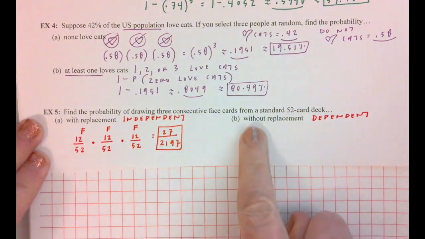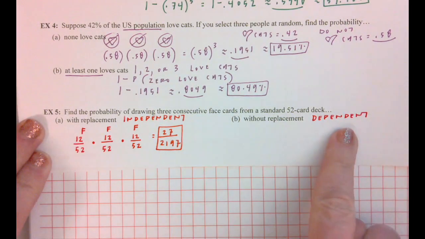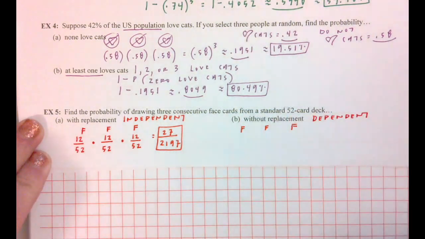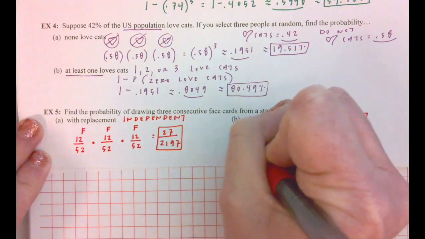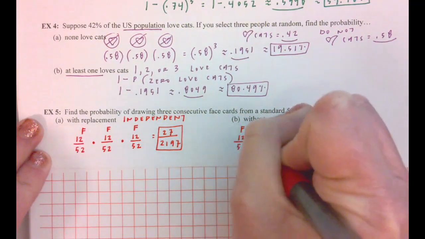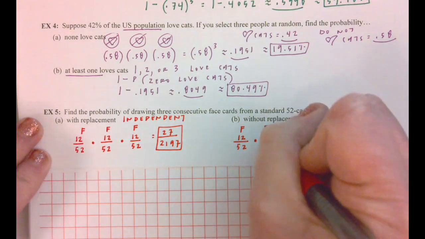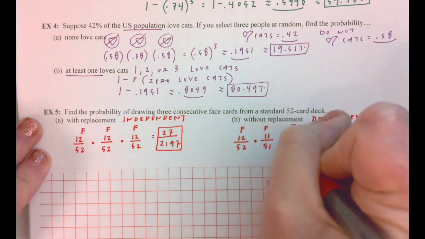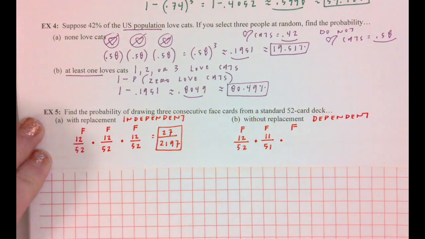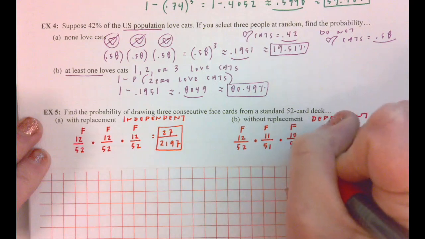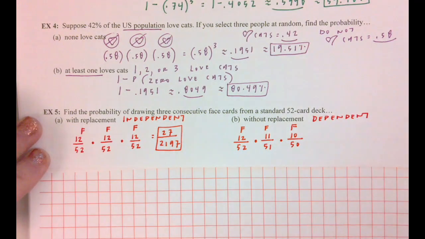Okay, what does it look like without replacement? Right, again, dependent now. So face, face, face. So first pick is still the same probability, 12 out of 52. But now I'm not putting that card back into my deck and I'm drawing another face card. I now have one less face card and one less card total. So now 11 out of 51. I again do not put that card back in the deck. I draw again. One less face, one less card total, 10 out of 50.